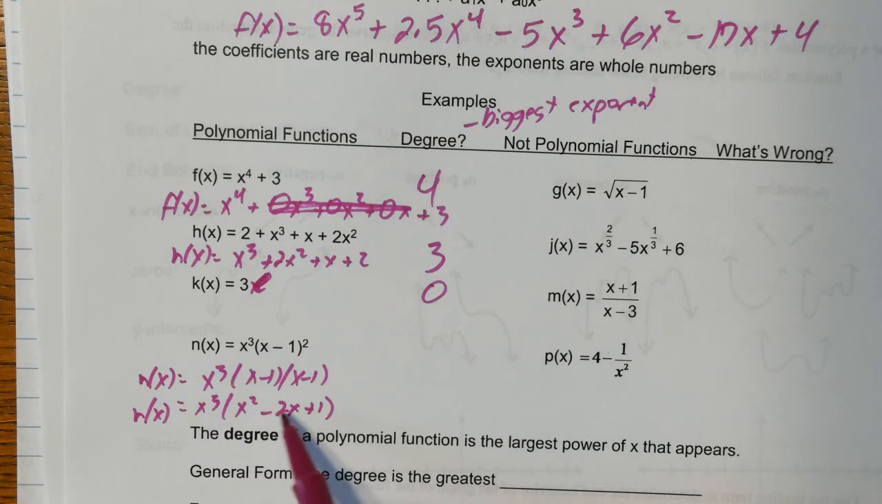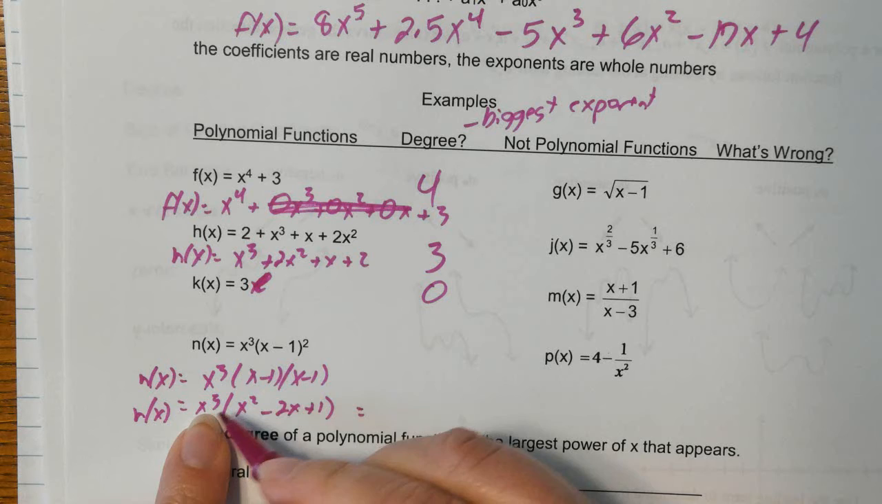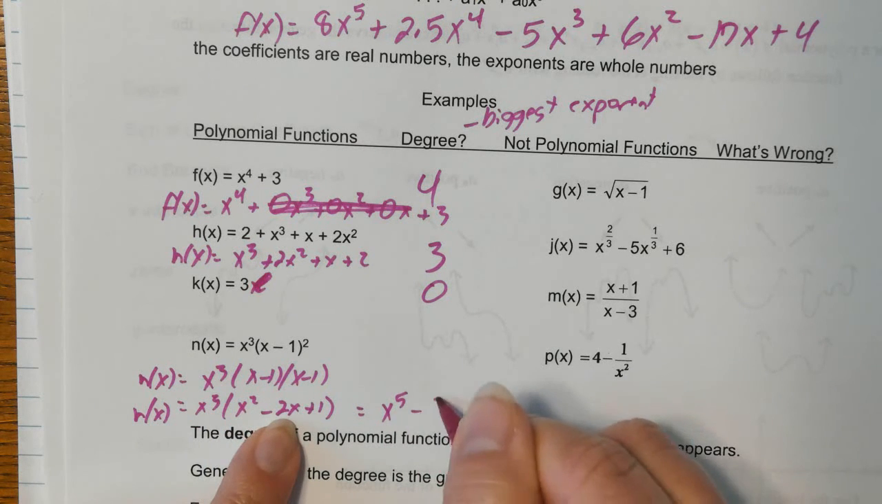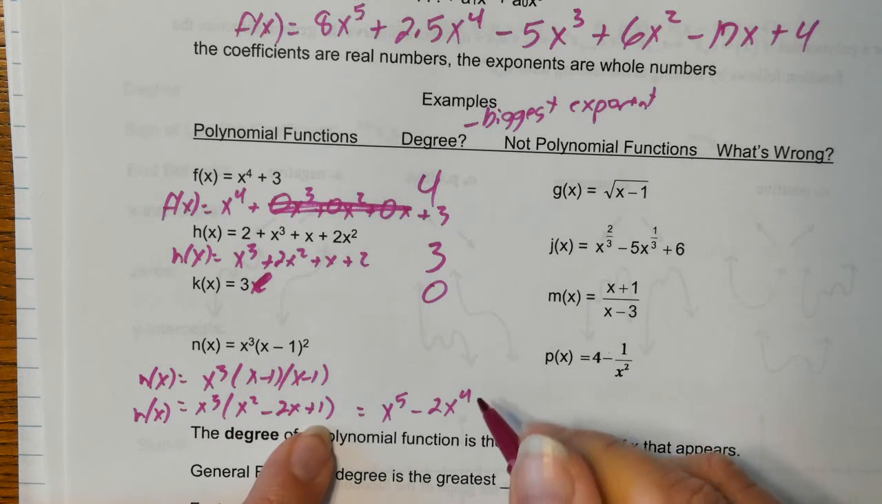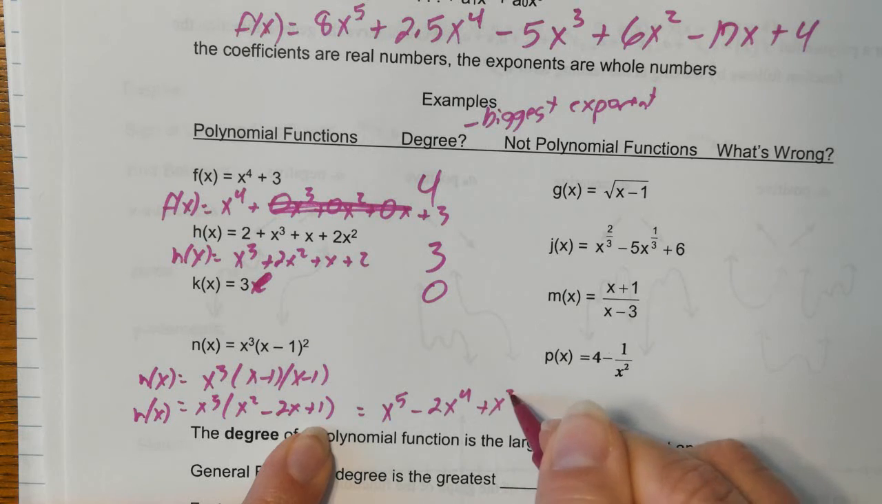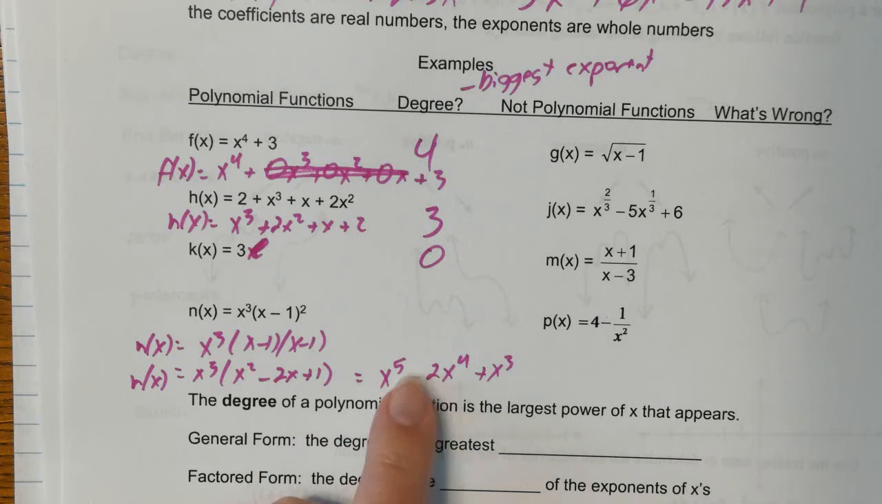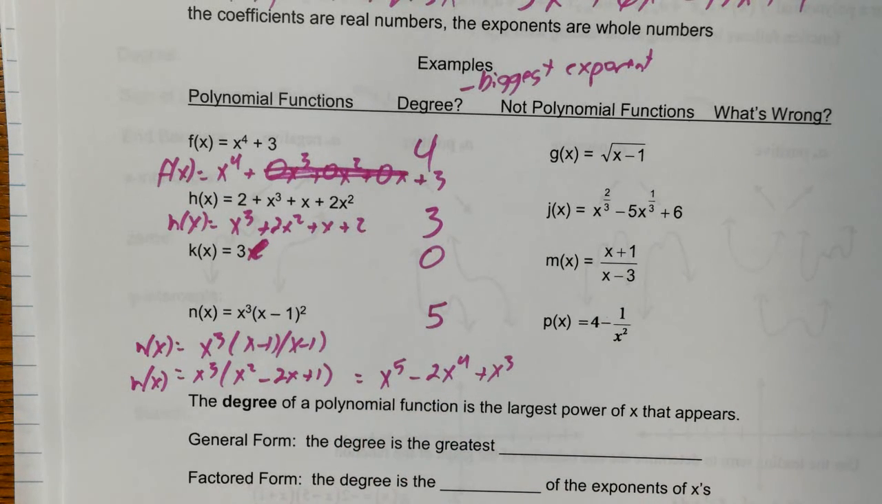Then we could distribute the x to the third, and that would give us x to the third times x squared, which would be x to the fifth. X to the third times negative 2x would be negative 2x to the fourth, and then x to the third times 1 would be plus x to the third. Okay, if we FOILed it all out, we would go, oh, hey, look, our biggest exponent was 5, so our degree is 5. However, if we'd really thought about it, we could have figured out that the degree was 5 without doing all that multiplying out work.